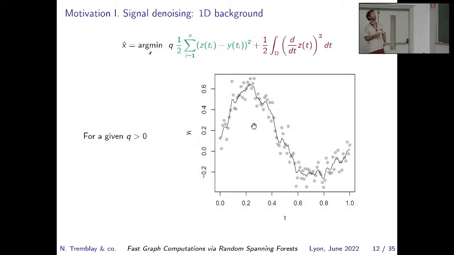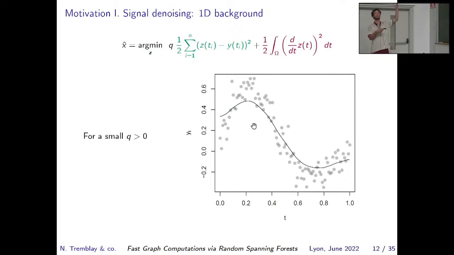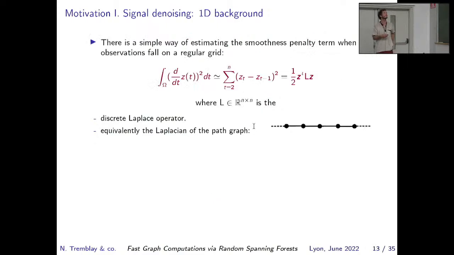Here are a few illustrations. So I have my observations Y. For a given q positive, I have some solution. And if I increase q, so this is for large q, I'm giving a lot of weight on the data fidelity. I'm obtaining something that is very close to my measures. And for small q, I'm going to smooth. And in the limit q goes to 0, I'm actually computing the mean of the signal. So this is called Tikhonov denoising. It's very classical in 1D.